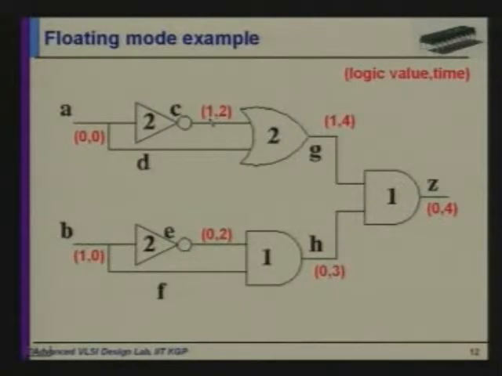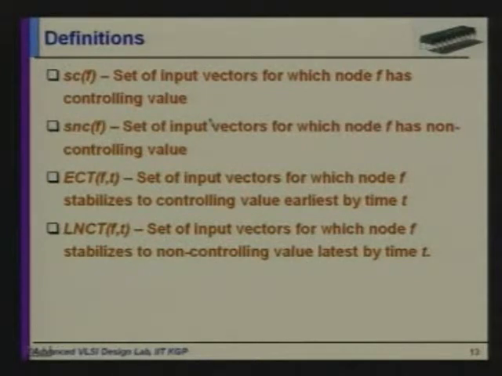This is 0 because there is the controlling value, so that determines the output. So it is 0. Okay. Now I'm going to introduce a few terms, and then we will see one example and the proper methodology for how to compute the delay and find out the false path.